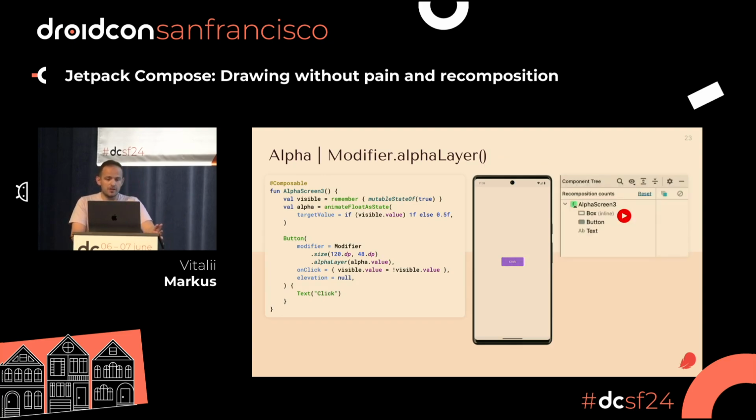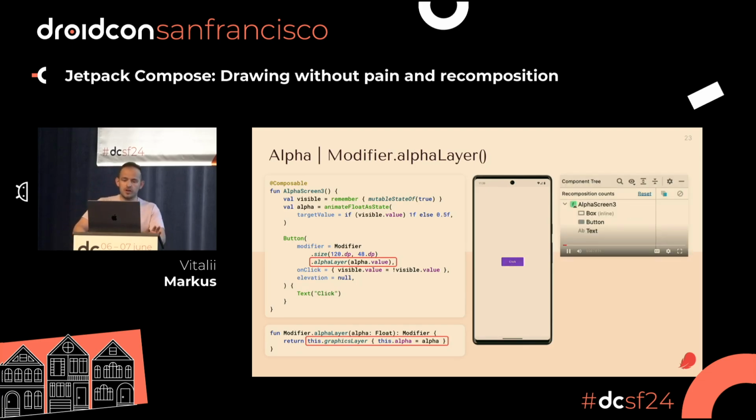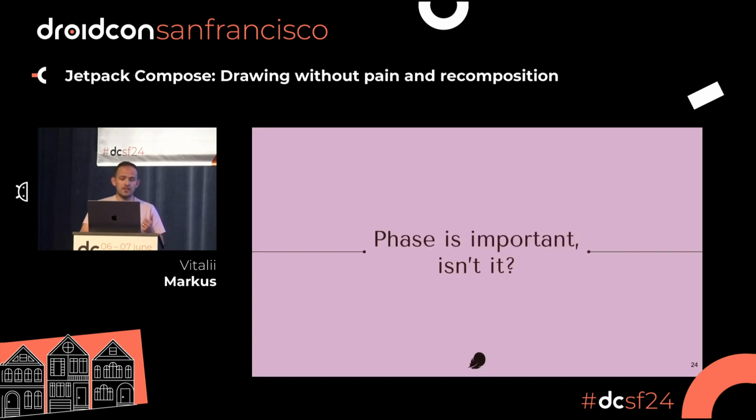But what's happening if we want to create a custom extension? For example, the alpha layer. That is just a wrapper for a graphics layer, a composable function. If we run the video, we can realize that we have the same result as the previous example. This is because even though we change the alpha during the drawing phase, we still read state in the composition phase as an input argument. So, does the phase where we read state affect the recomposition count? Yes, it looks like it does.